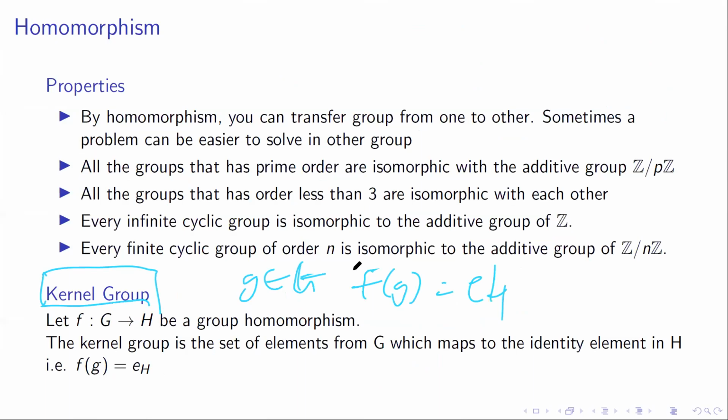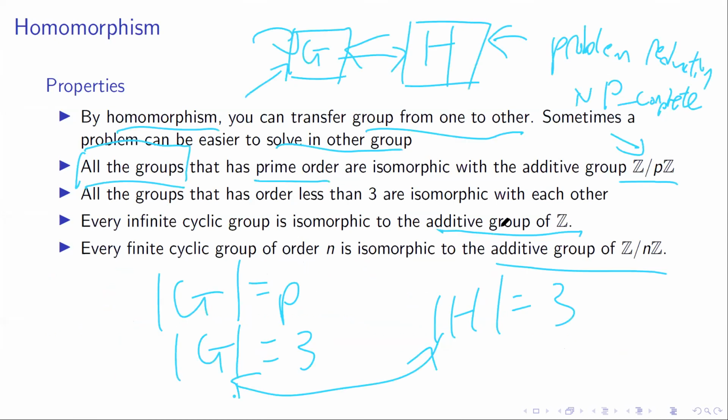I have a question. Yep. Just now you said the part where all the groups that have order less than 3. You showed that the order of G equals 3, and that's not less than 3. That's equal to 3. Is it less than or equal? Oh, okay. Sorry. Less than or equal to, yeah.